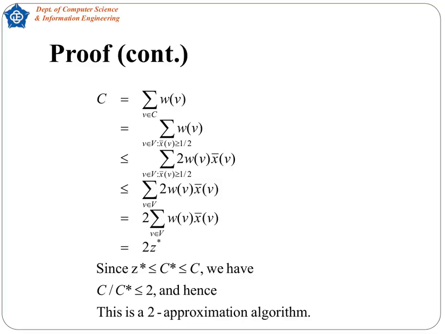which equals 2Z. Remember, the optimal LP value Z is a lower bound on the true optimum C*, and we also know C is greater than or equal to C*. Putting this together, C is less than or equal to 2Z, which is less than or equal to 2C*. In other words, our algorithm never does worse than twice the optimal cost. So it's a clean 2-approximation.